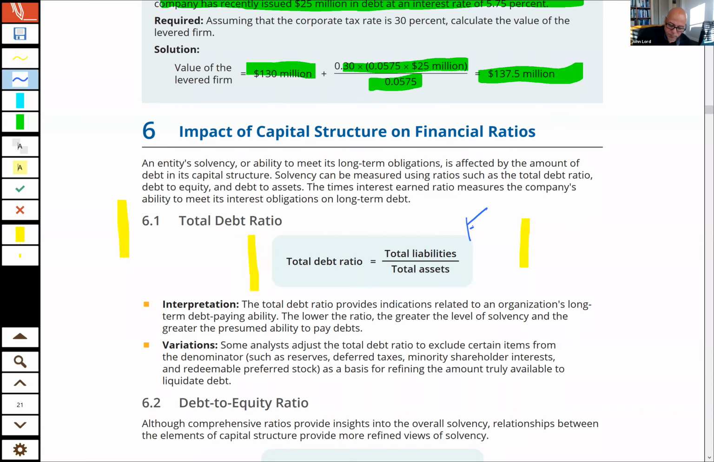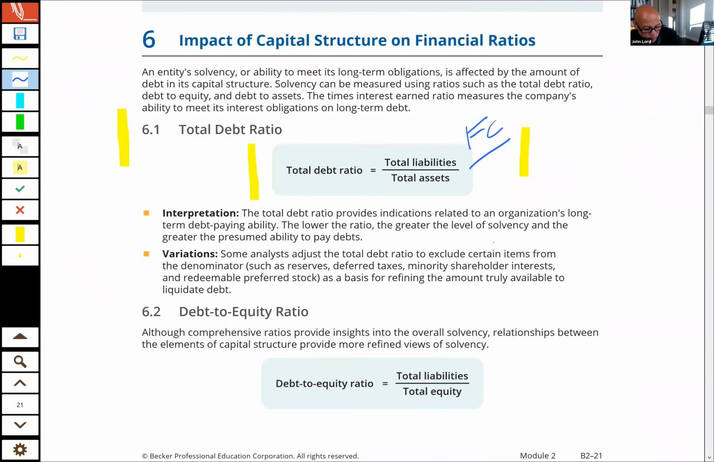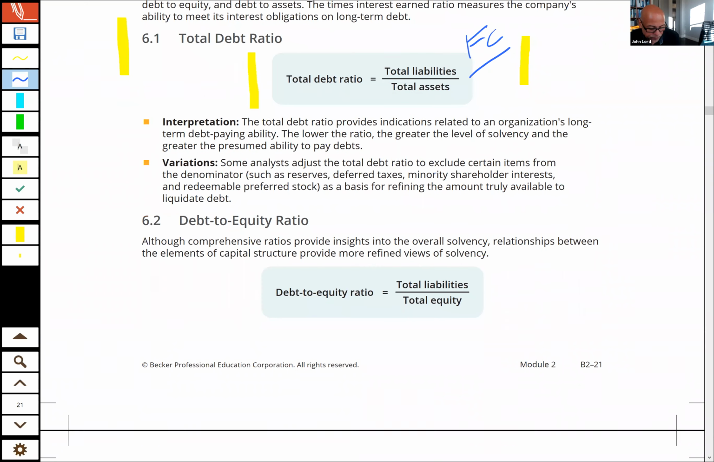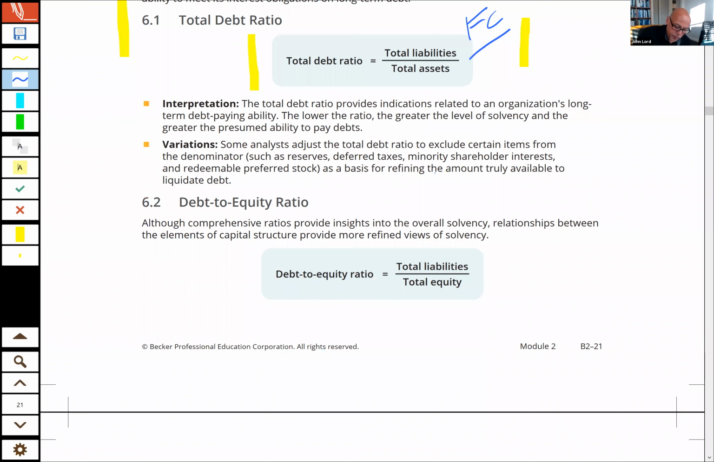Now they give us some formulas that I'm just going to tell you quickly to flashcard. You probably already have the flashcards, but there's no explanation necessary. Total debt ratio is your total liabilities divided by your assets. Debt to equity ratio is your liabilities divided by your equity. This formula might be used, or this one might be used.